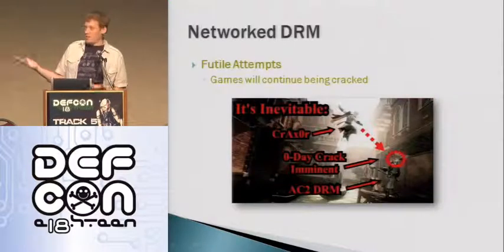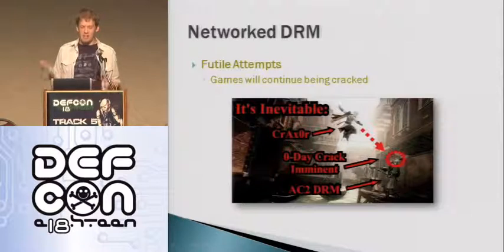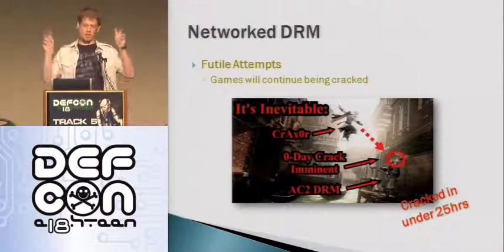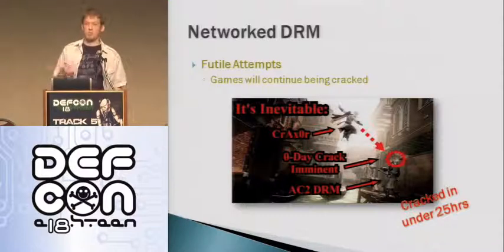Now, I'm pointing out the obvious thing here. The network DRM is just a futile attempt, and the internet summarized it very well with this picture that I don't even have to further explain. The only measurement or metric I want to give you here is that Assassin's Creed 2 had the uncrackable DRM, end quote, and was cracked in 25 hours. So this is not a major hurdle for anybody.